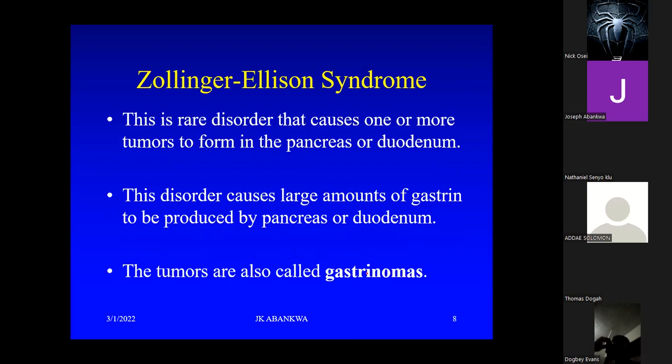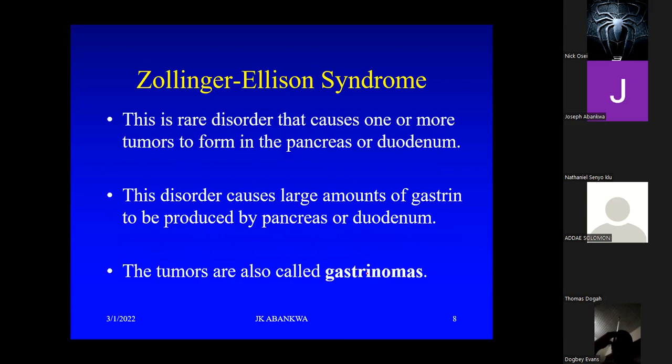Now we move on to another disorder, which is Zollinger-Ellison syndrome. This is a rare disorder that causes one or more tumors to form in the pancreas or duodenum. This disorder causes large amounts of gastrin to be produced by the pancreas or duodenum. And the tumors are also called gastrinomas.